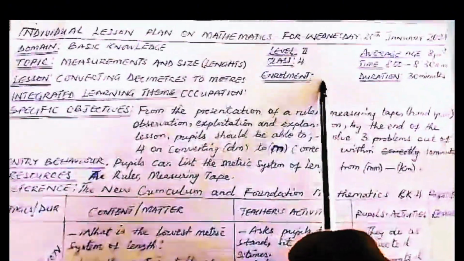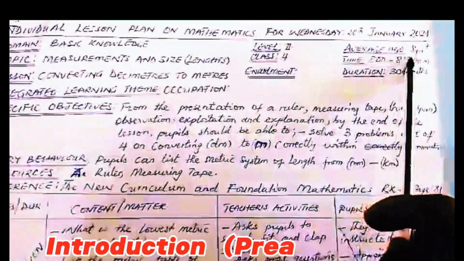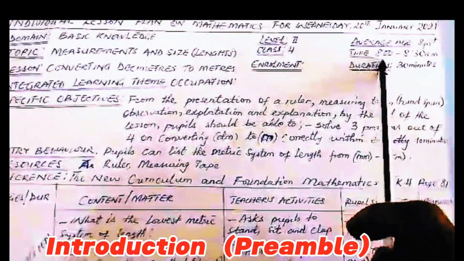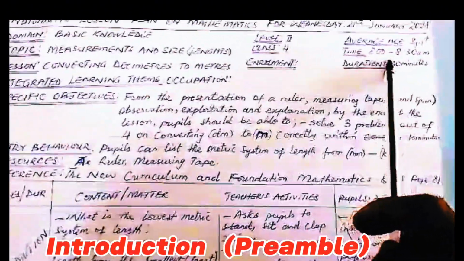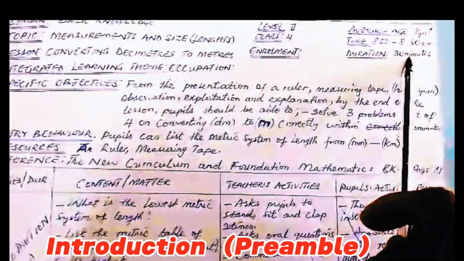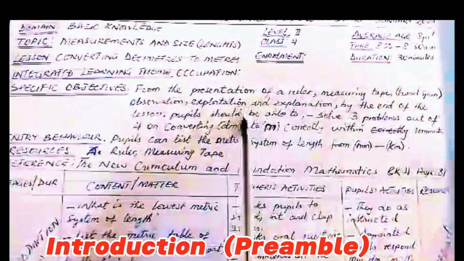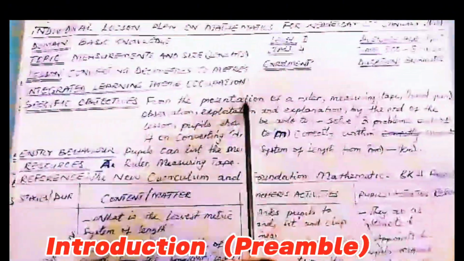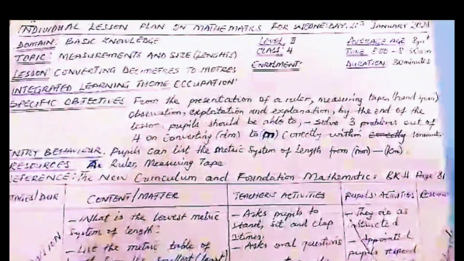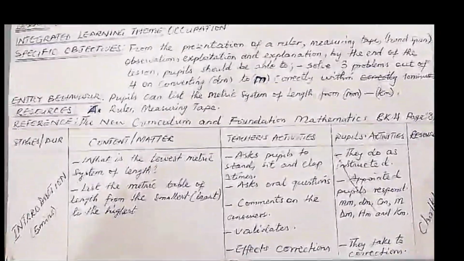Class 4 enrollment. You can put your enrollment there, 28, 30, and so on. Average age 8 years plus. The time span is when the lesson is going to be taught, 8 to 8:35. Duration 30 minutes, 8 to 8:30. All right, that's it for the preamble.